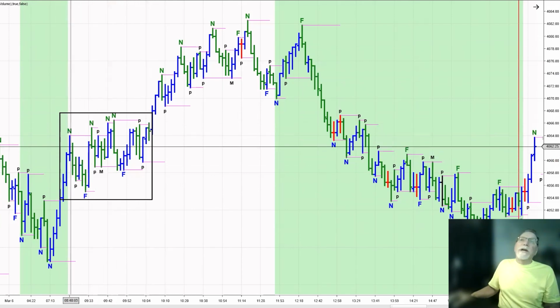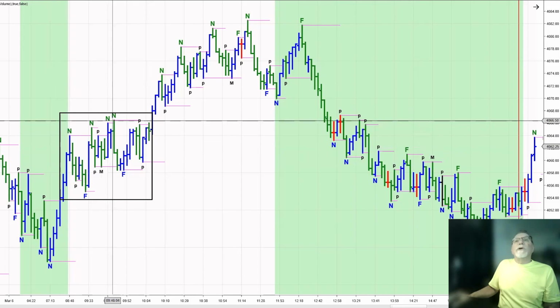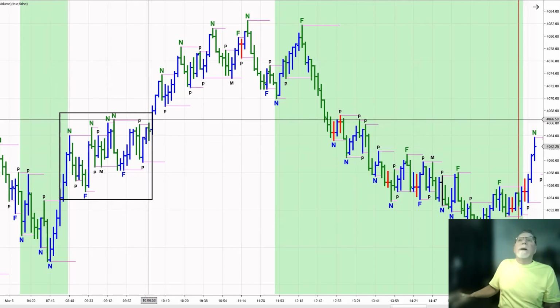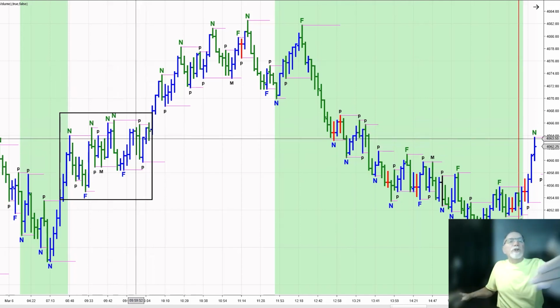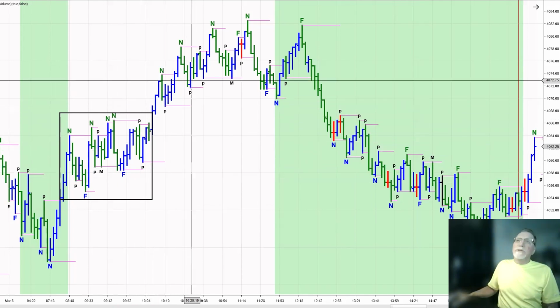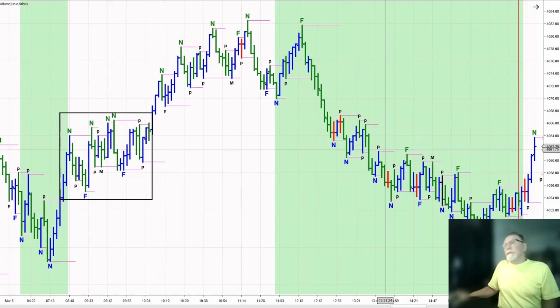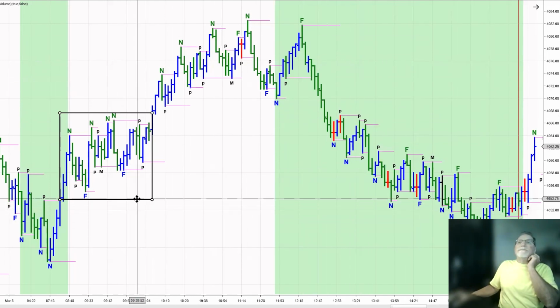Once it creates or establishes this run of new highs and then breaks out, then you have more of a push to the upside. And you can see that happen here. And the same thing on the downside.